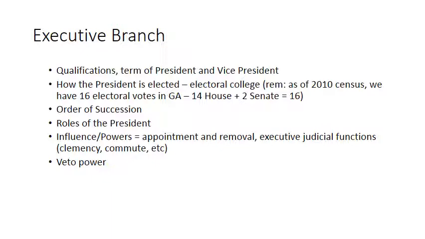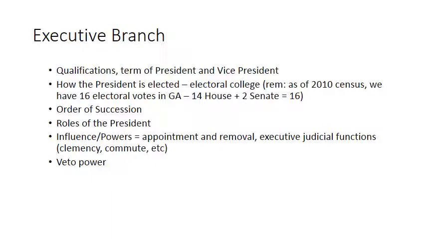The roles of the president. You'll see some examples on the test of the roles of the president, so make sure you review those and know what it means to be a head of state, what it means to be a commander-in-chief. Influence and powers. This is the influence of appointment and removal in particular.